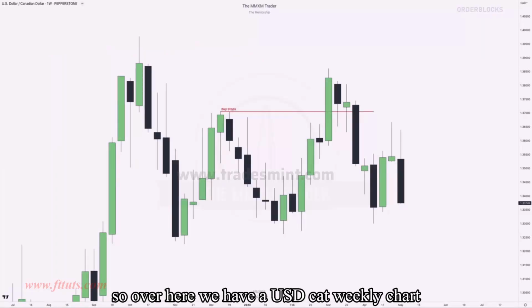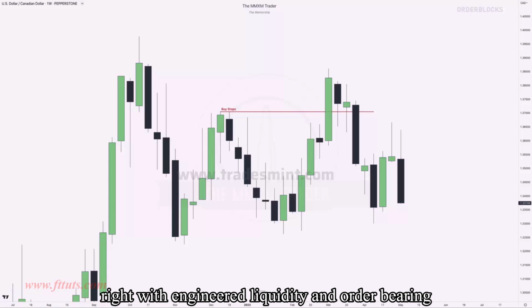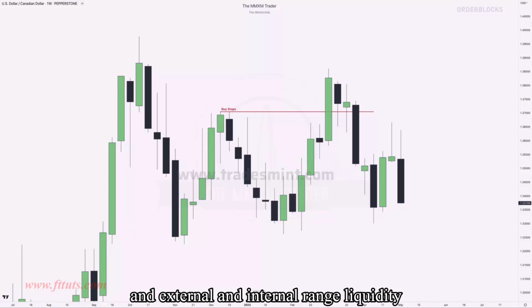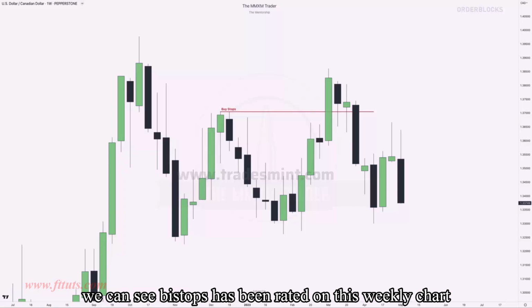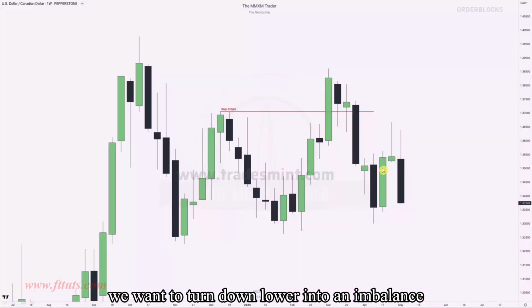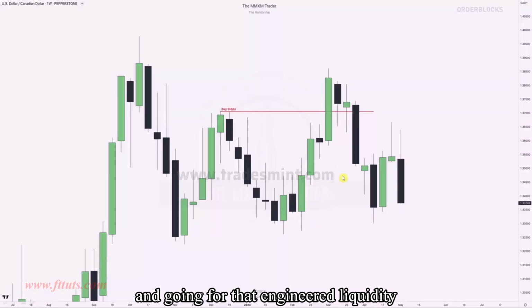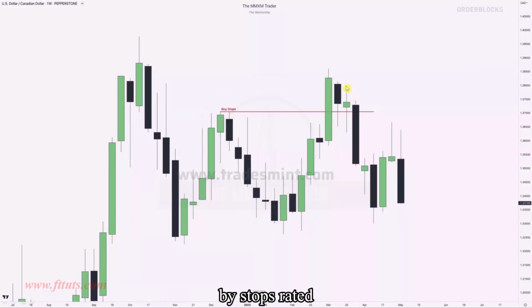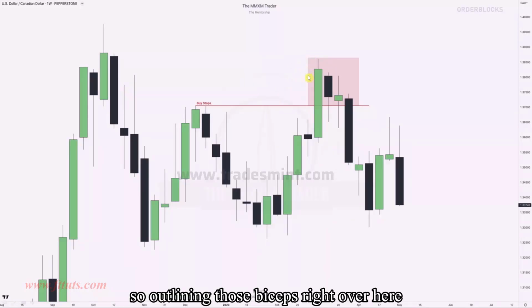So over here we have a USD CAD weekly chart, and again, keep in mind the previous lessons with engineered liquidity and order pairing and external and internal range liquidity. We can see buy stops have been raided on this weekly chart on the USD Canadian dollar chart. Over here, buy stops have been raided. We want to turn down lower into an imbalance and go for that engineered liquidity. So what can we see over here? Buy stops raided, failure swing, then we have this imbalance up here.